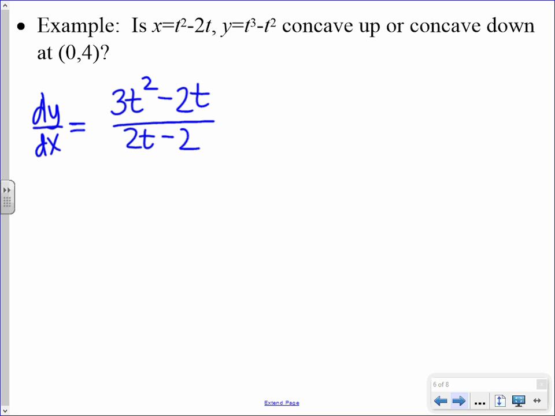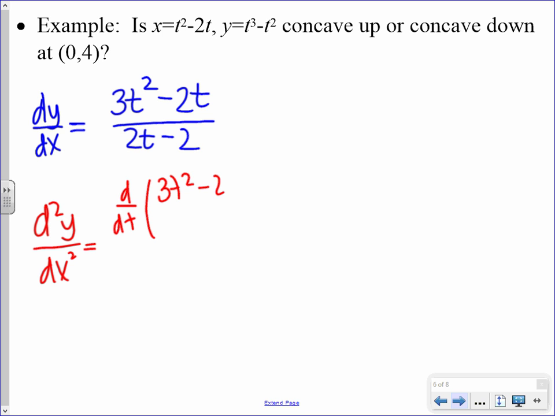Can this be reduced at all? No. Like if you take out the 2 and the t's from the numerator, we could try, but nothing's going to cancel. Okay? So, that's all right. On to the second derivative. The second derivative means we are taking the derivative of our first derivative with respect to t and dividing it by dx/dt.